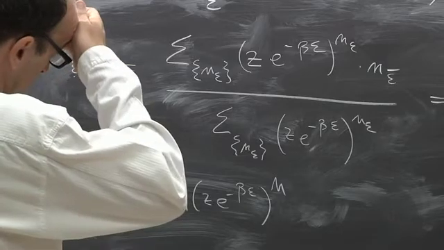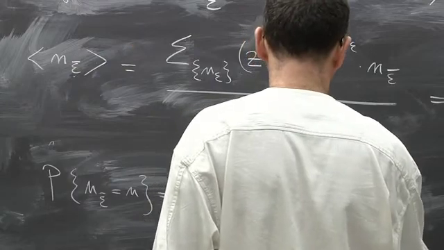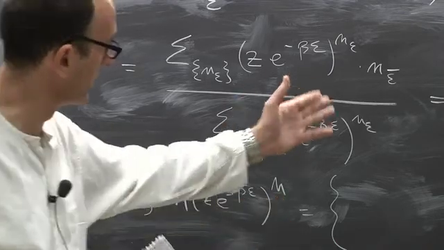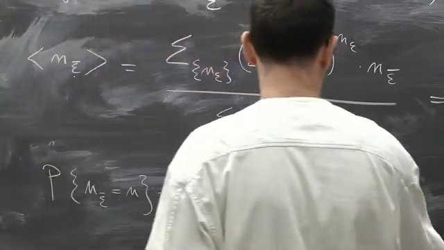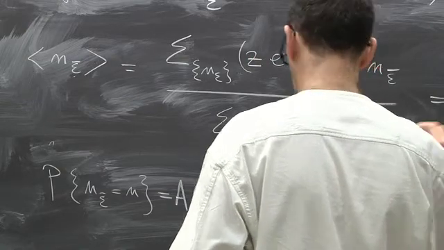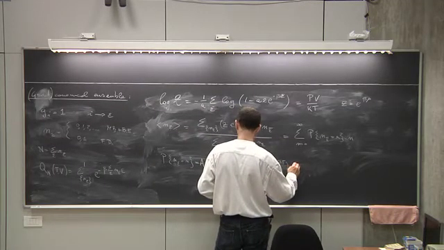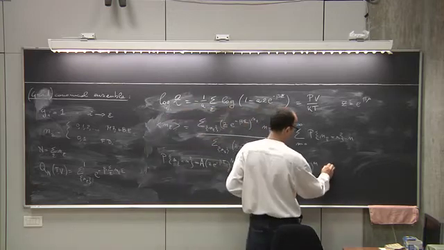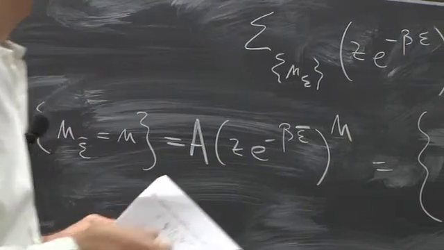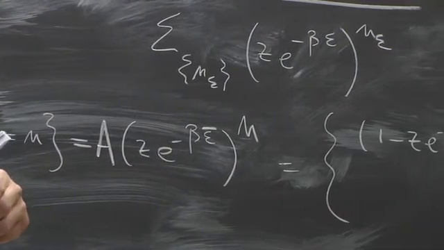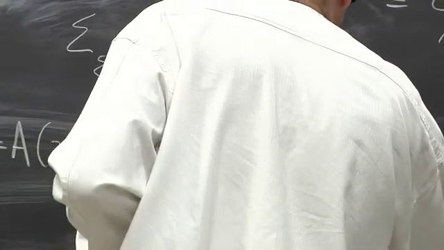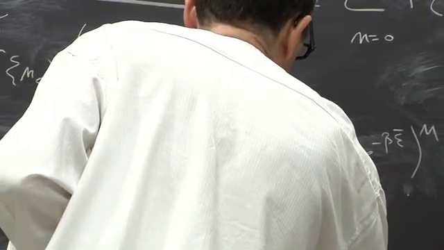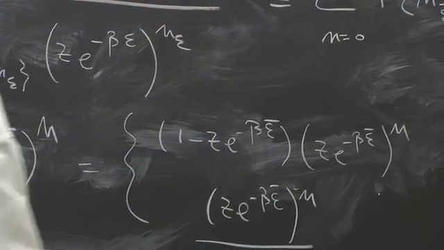And from this, you can compute what is this normalization factor. In the case of Bose-Einstein statistics, you have to normalize for n which goes from 0 to infinity. So this factor A will be just 1 minus z e to the minus beta epsilon bar times z e to the minus beta to the n. This is for the Bose-Einstein statistics. In the case of Fermi-Dirac, you have just to sum over n equal to 0 and n equal to 1. So this will be z e to the minus beta epsilon bar to the n divided by 1 plus z e to the minus beta epsilon bar. This is for the Fermi-Dirac.